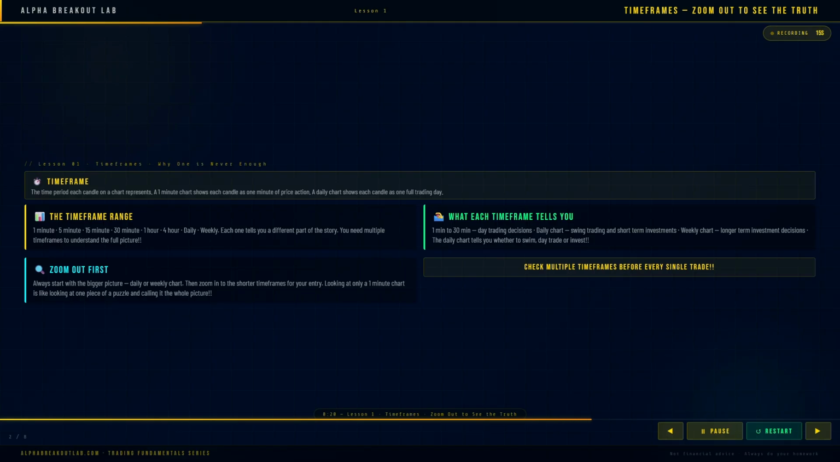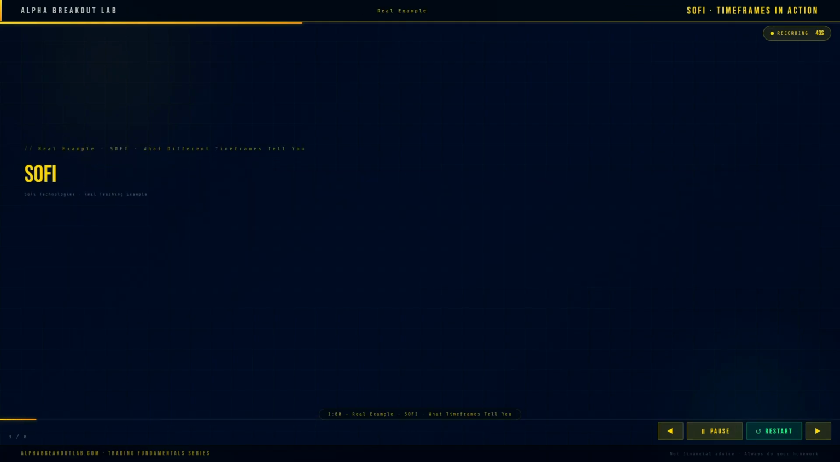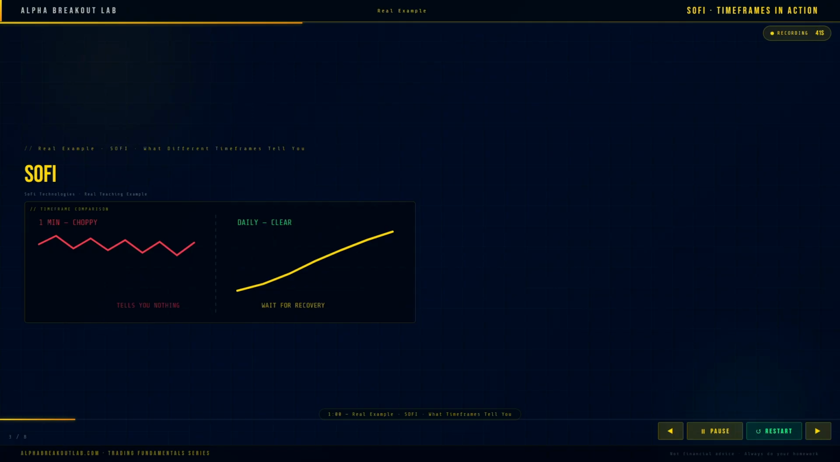The most important rule, always zoom out first. Start with a daily or weekly chart to understand the big picture. Then zoom into shorter time frames to find your entry. Looking at only a 1-minute chart is like looking at one piece of a puzzle and calling it the whole picture. Here is a real example using SOFI technologies.